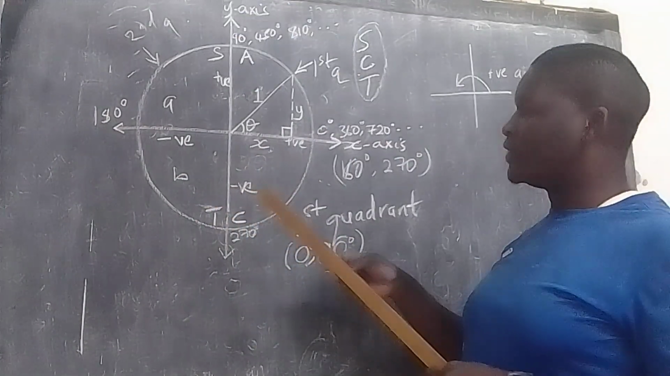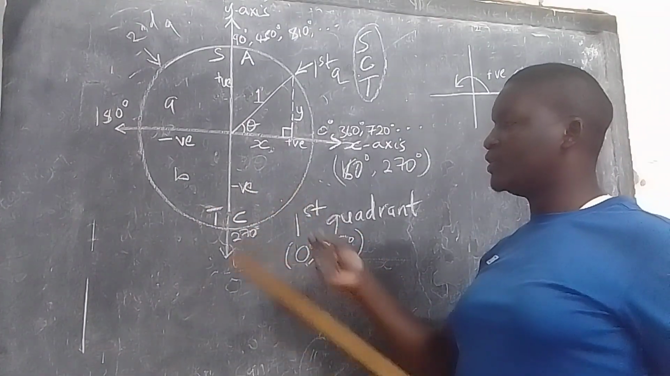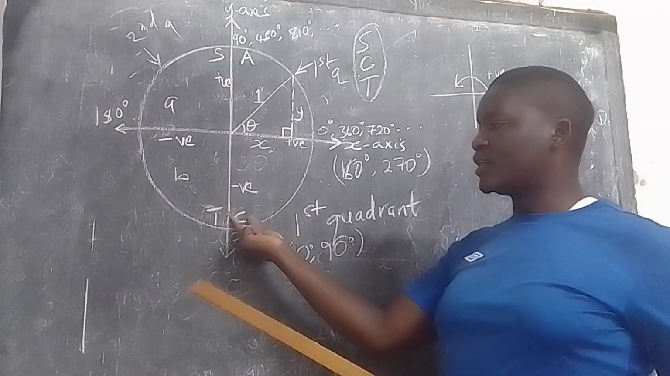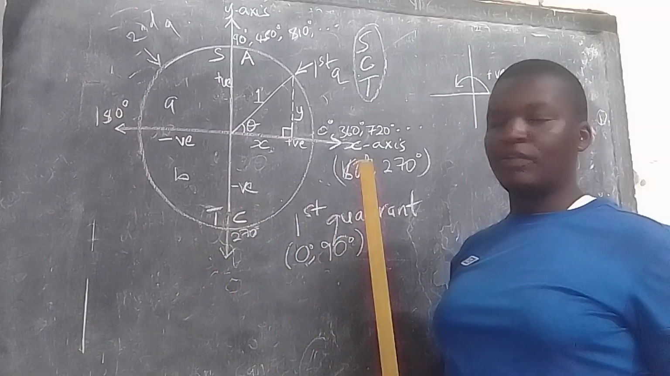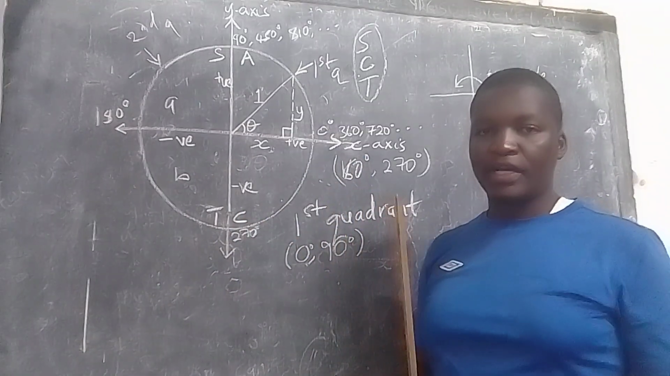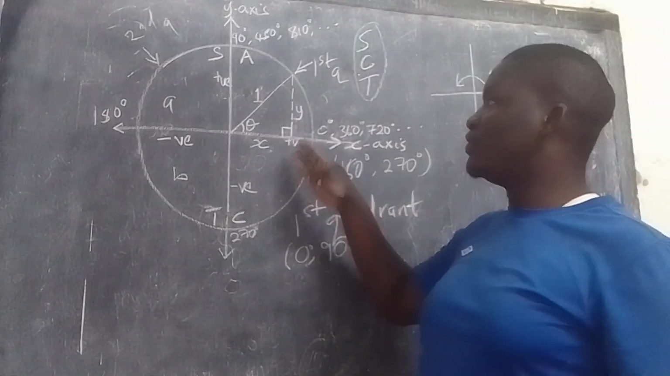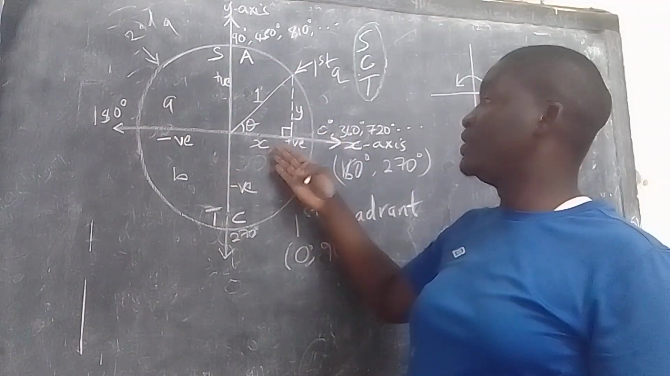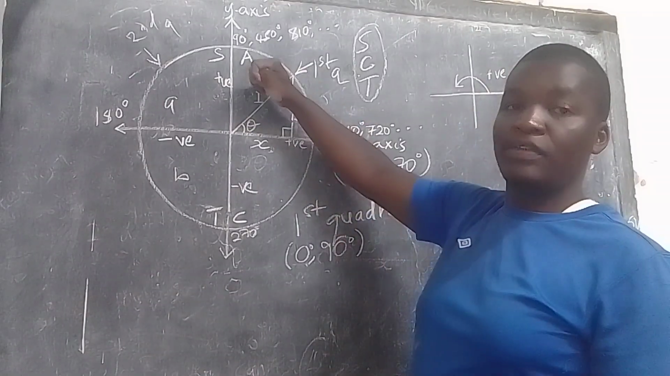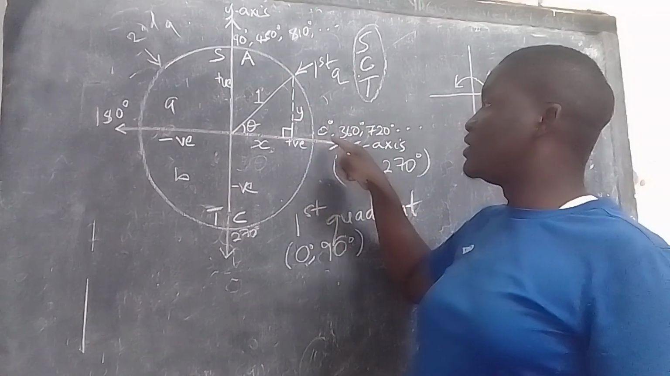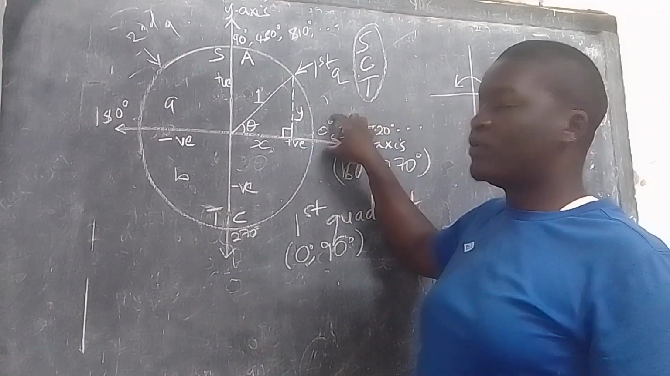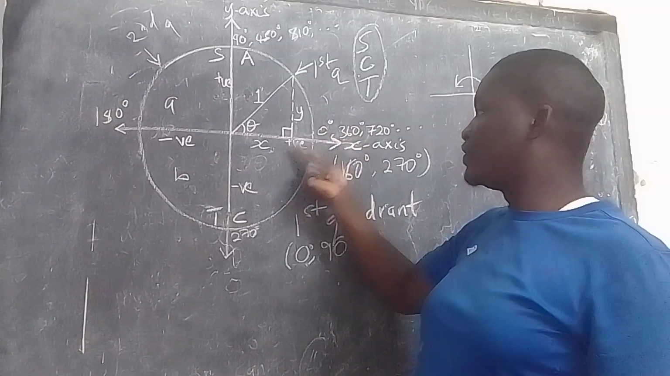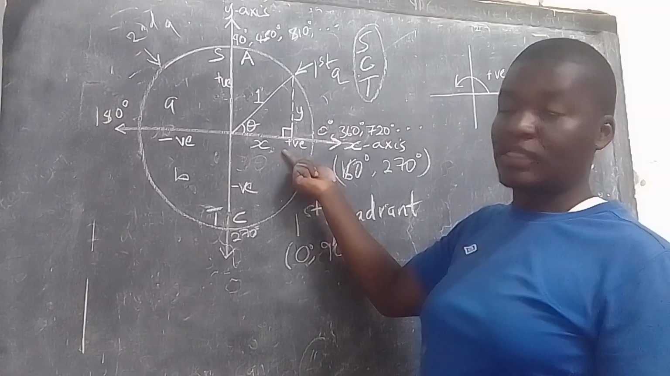Then for the fourth quadrant, you will also verify that cosine is positive while the rest are negative there. So in general, we move in an anti-clockwise direction to get these positive angles, starting from 0 degrees, which is at the positive x-axis.